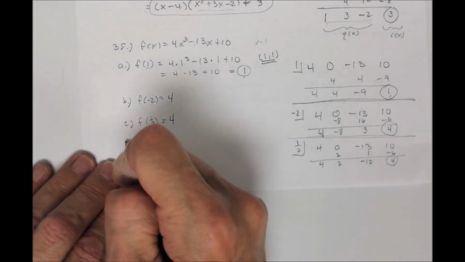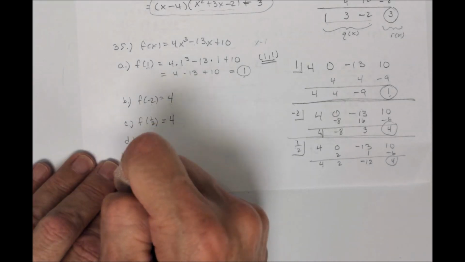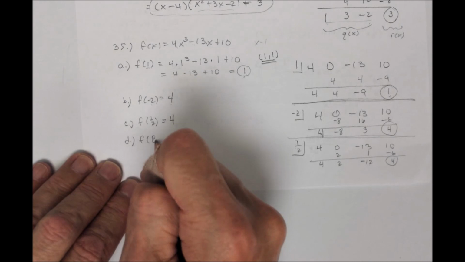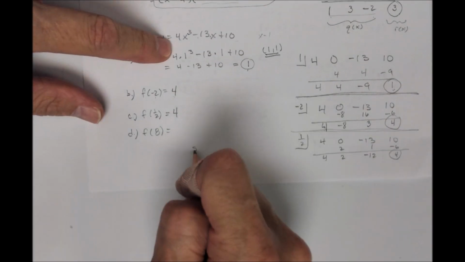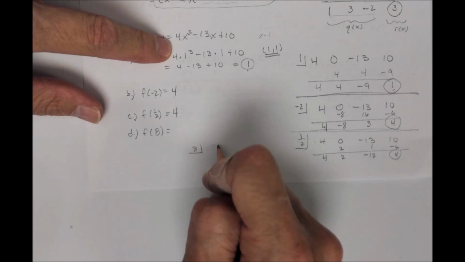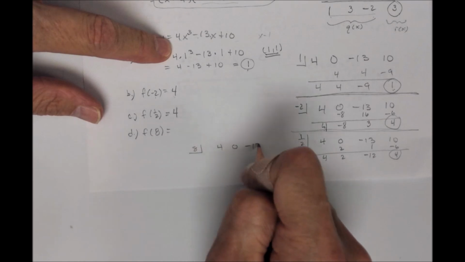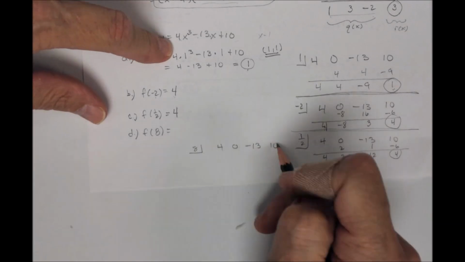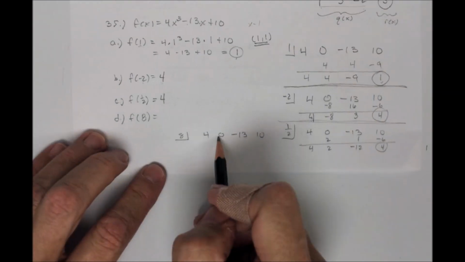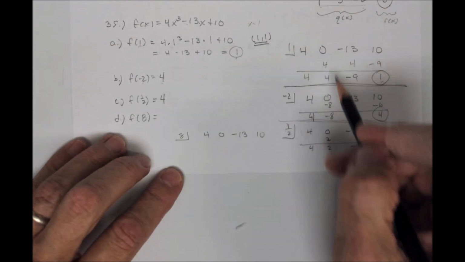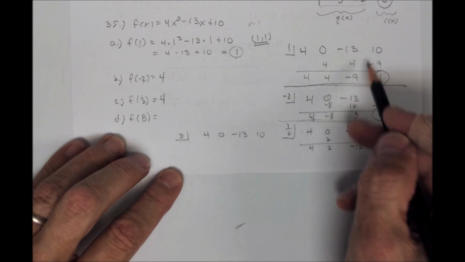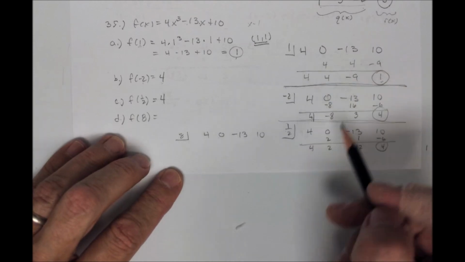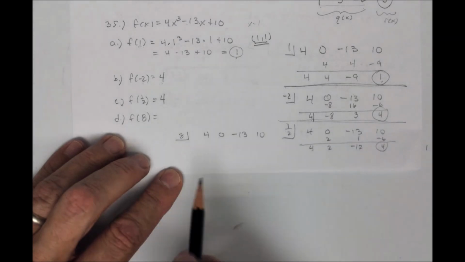And then I have to do part D, and I'm almost out of space here. And I'm trying to find f of 8. So I'm going to put the 8 here. I'm going to put the 4, the 0, the negative 13, and the 10. By the way, don't know if you realize how important that 0 is. If that 0 isn't there as a placeholder, then my numbers are not going to work out. You can see that they change because of that 0 being there. So be very careful on that one.